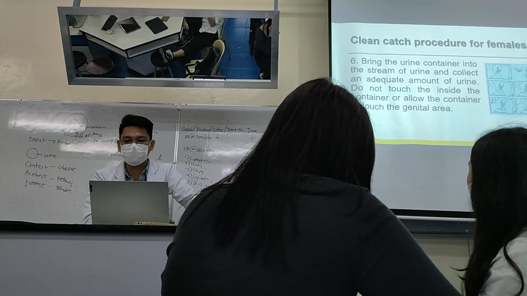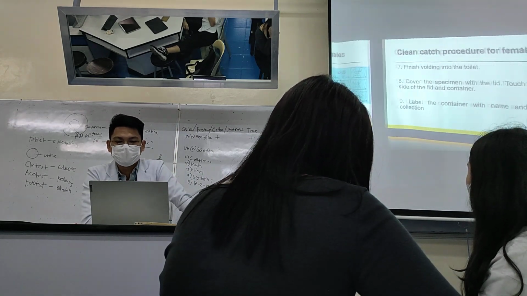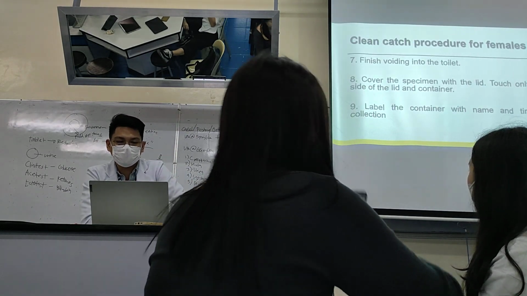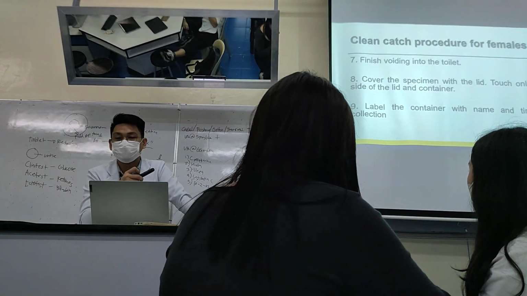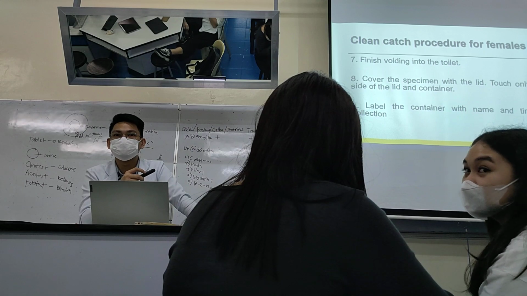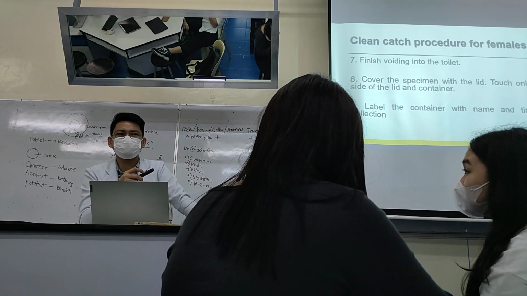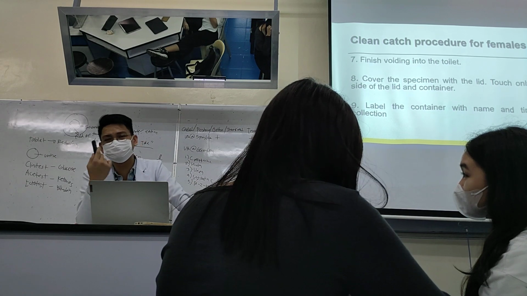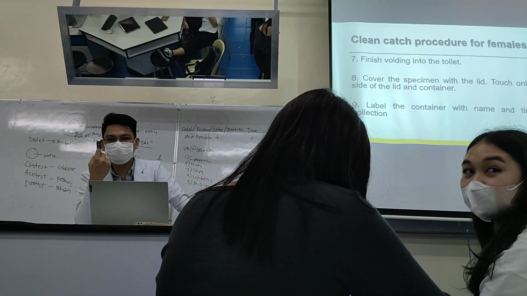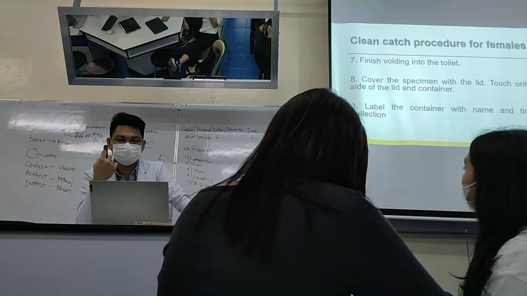Okay, so finish voiding, cover the specimen with the lid. Then label the container with name and time of collection. Those are important information. A student asks if you stop and resume, is it possible to contaminate? Yes, epithelial cells, it will be contaminated. So go straight through.